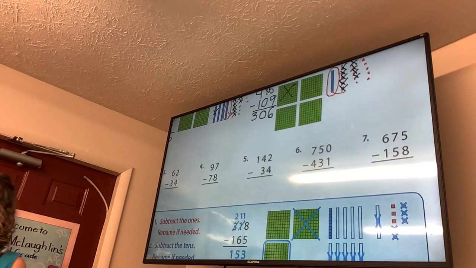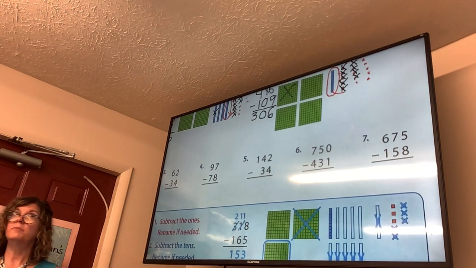All right, now the next section we're going to do the same thing, but we're not going to picture it, and then we're going to learn something new today. Okay, so that's review from yesterday. And when you get to your second paper, you're going to do a little bit of both.